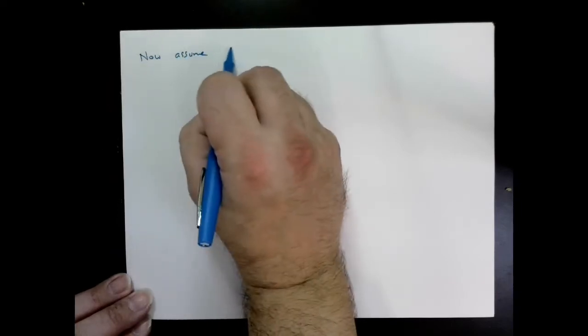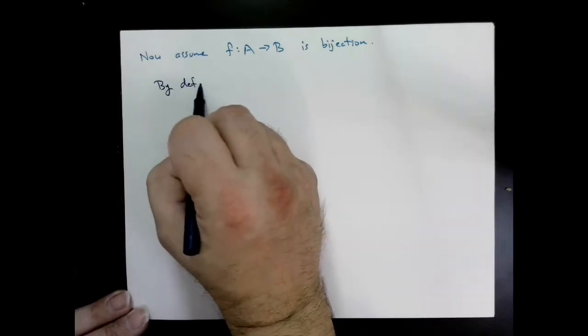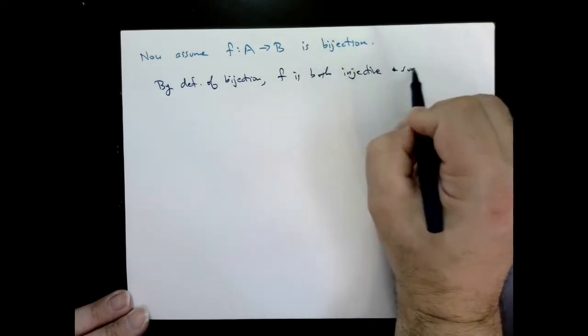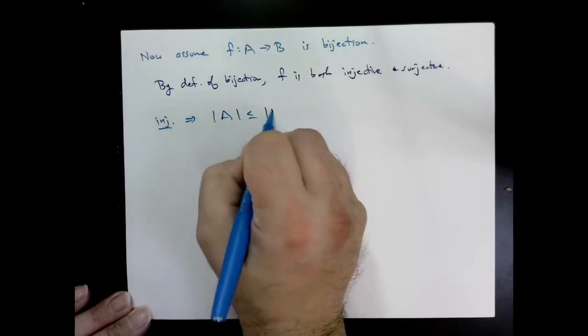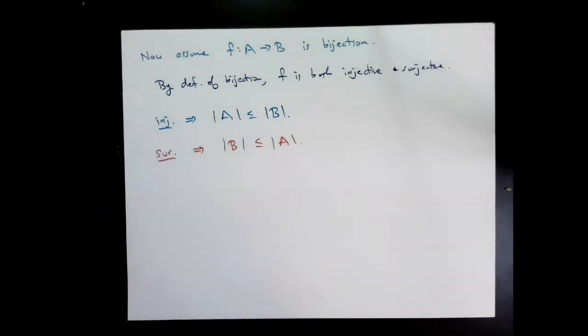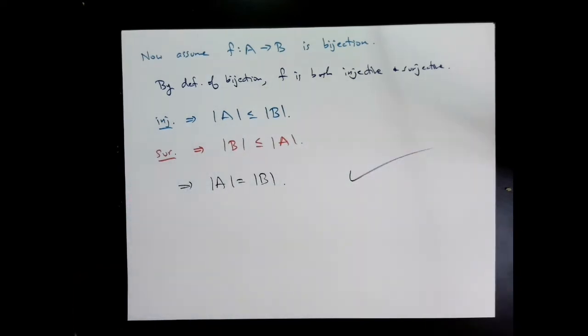Now we go from right to left. Assume that there's a bijection f from A to B. Since f is injective, by the previous theorem, this implies that A is less than or equal to B in size. Since this function is surjective, that implies that B is less than or equal to A, right? We're using the previous theorem, but with the roles of A and B reversed. And if A is less than or equal to B in size, and B is less than or equal to A in size, then A and B have the same size.